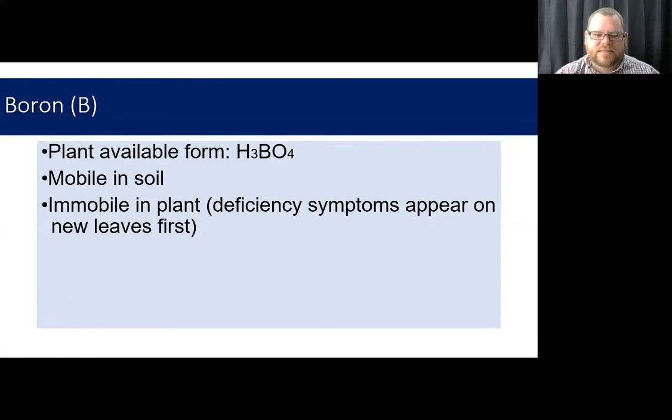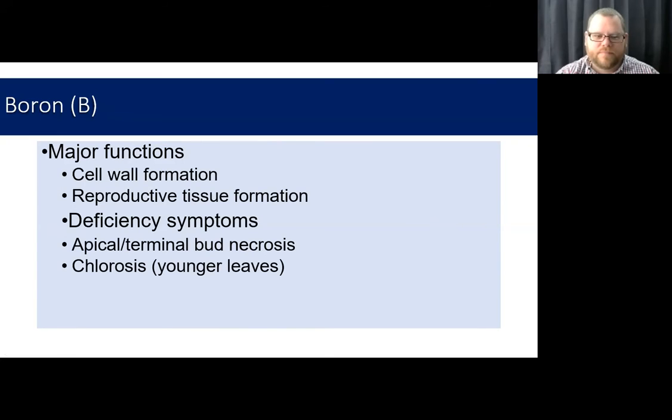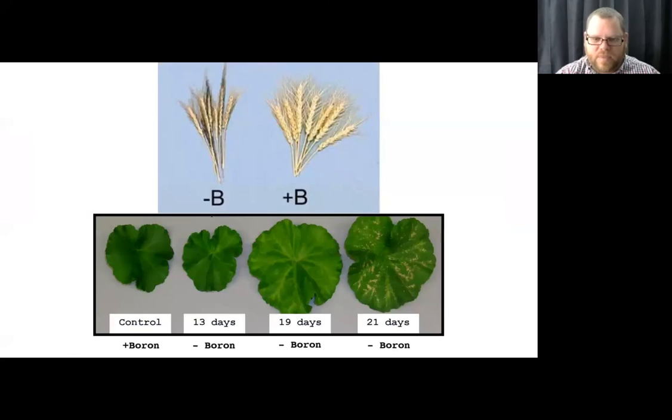Boron is mobile in the soil and immobile in the plant. Major functions include cell wall formation and reproductive tissue formation. The deficiencies that we might see with boron are apical or terminal bud necrosis. Before it ever comes out as a leaf, it's going to die, and then chlorosis of the younger leaves. So we see here a little bit of a boron example, here's our control, here's the other days without boron.